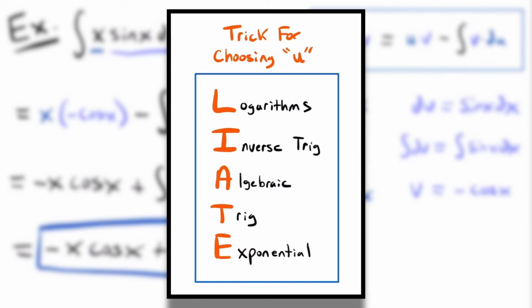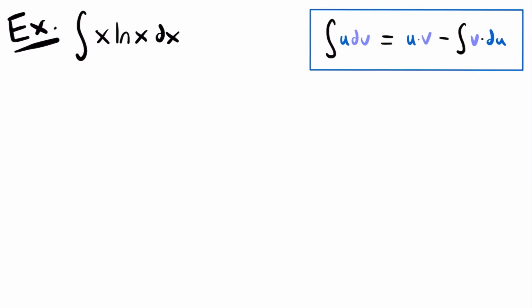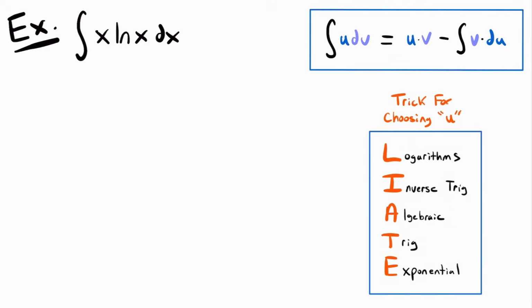All right, and so with that, let's look at another example. Okay, so here's our next example. We want to integrate x times the natural log of x times dx. Now, if you're using the guidelines that I just showed you, then you can see right away that we have an algebraic function, x, times a logarithmic function, the natural log of x. And so from that acronym, we know that we should set u equal to the natural log of x, and that will work just fine.